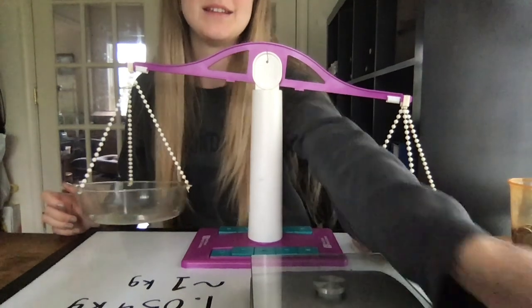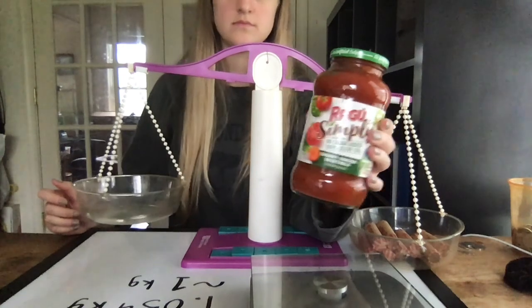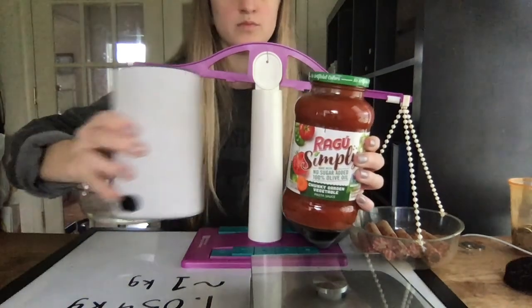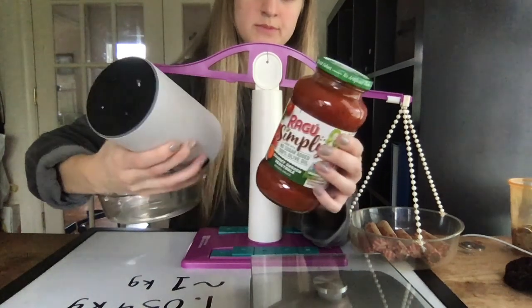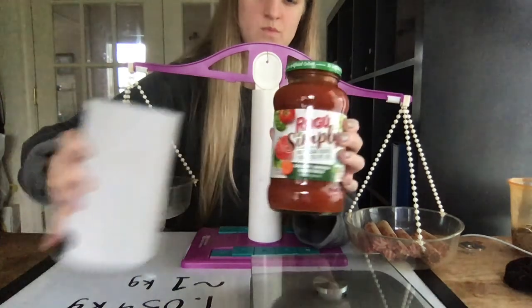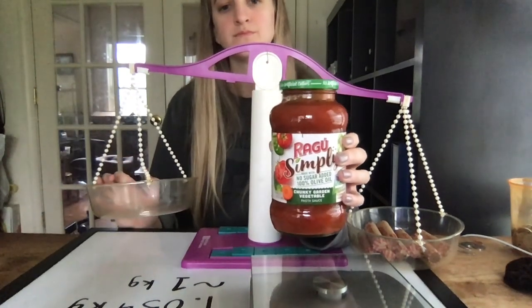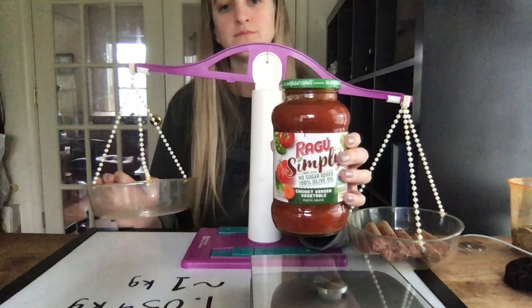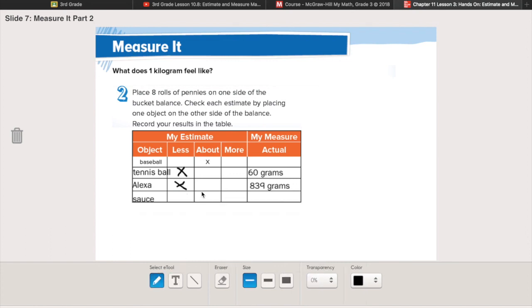The next object that I'm going to test out is this jar of sauce. This is just some spaghetti sauce. Now, I noticed that this spaghetti sauce is about the same size as Alexa. They're both really similar in size. They're both cylinders, almost the same height and the same width. But I don't know, something about this just feels heavier. It feels like there might be a little bit more. What do you think? My guess is that the sauce is about a kilogram because it reminded me of the same weight of that Bible that I tried earlier.